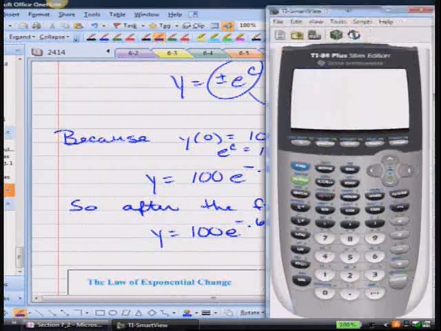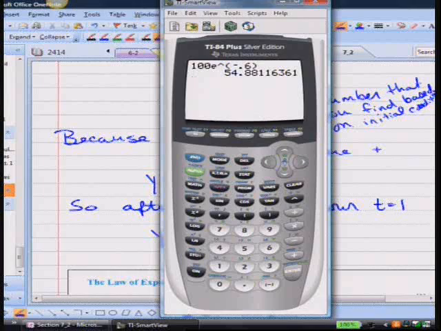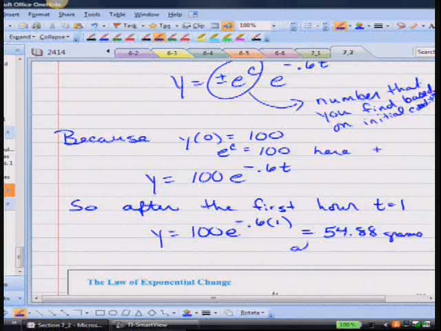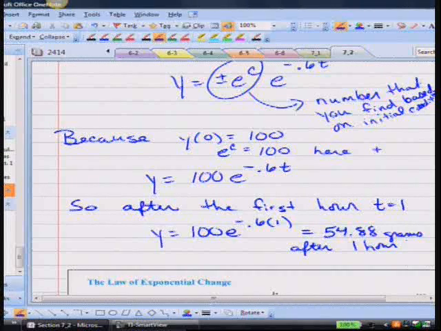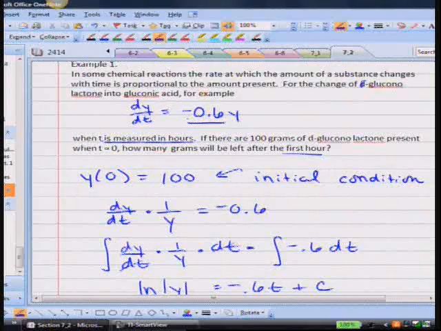100 e to the negative 0.6. And so that's 54.88 grams after 1 hour. So this is actually an example of exponential decay. And the reason it's exponential decay is because we started with 100 grams and we ended up with 54.8. And I kind of knew it was going to be decay because the rate of change was negative, because of that negative 0.6.